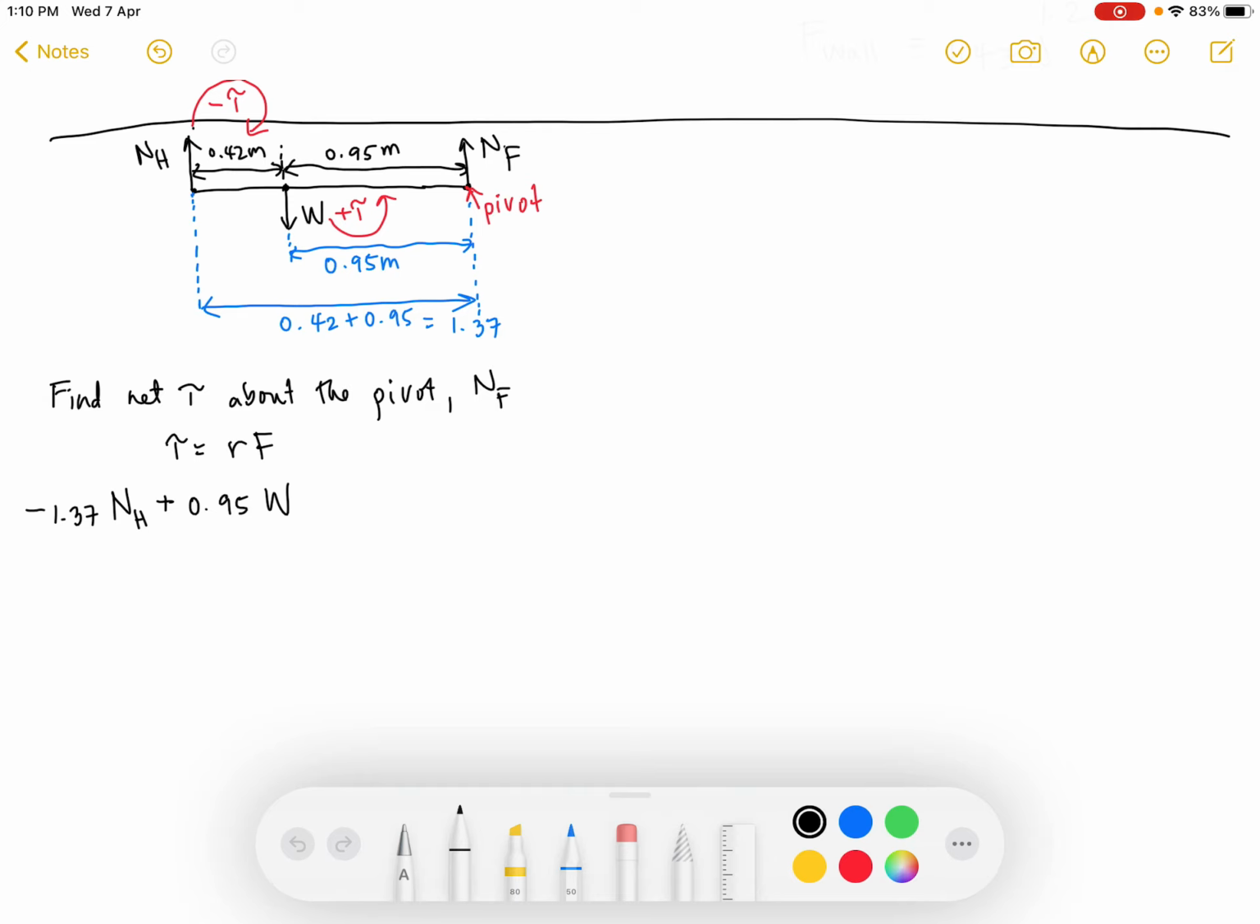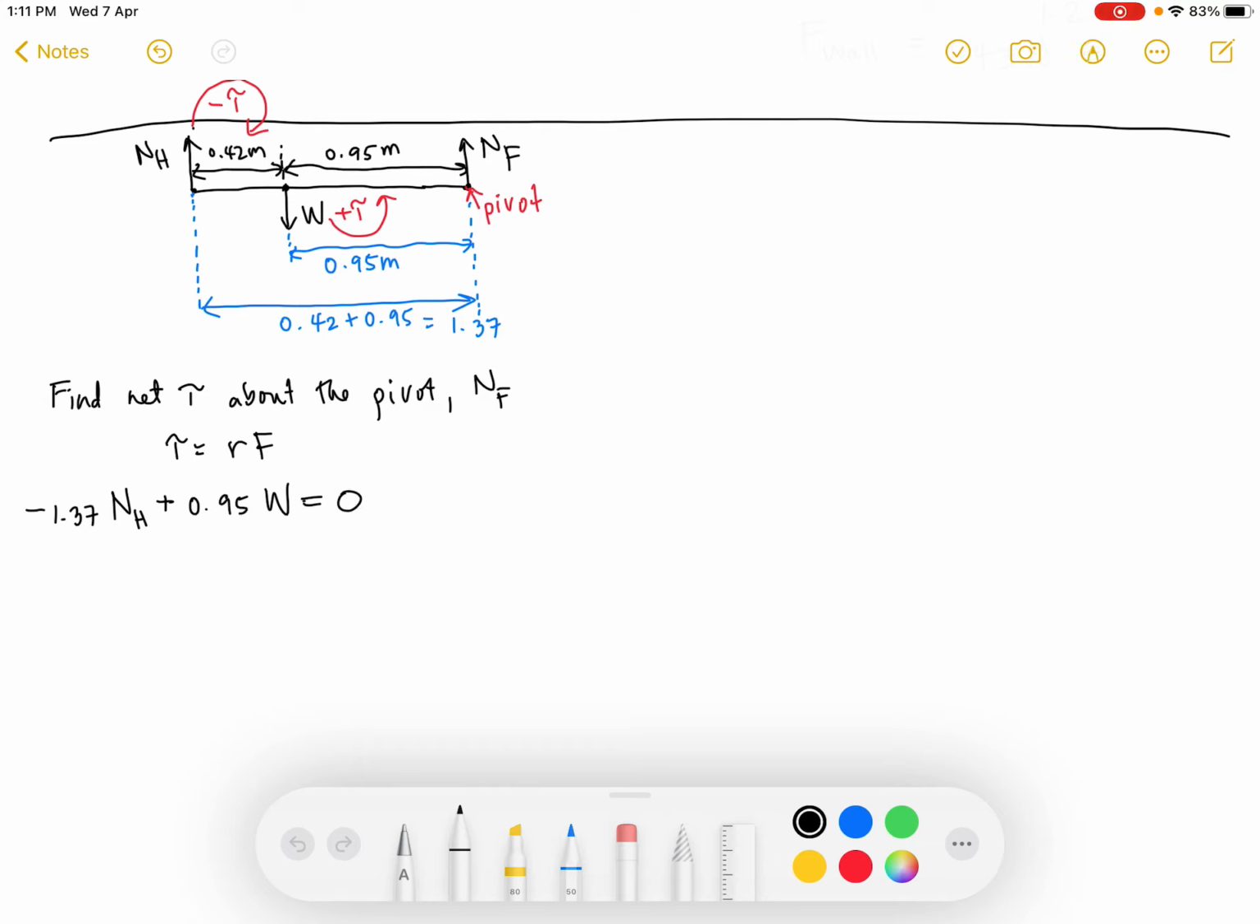Finally, the torque due to NF will be 0 because we put the pivot point exactly at NF, so the lever arm will be 0. So we have now accounted for all the torques due to all the forces. It's just the torque due to NH and due to W that is non-zero, and they both add up to 0 for the man to stay in equilibrium.